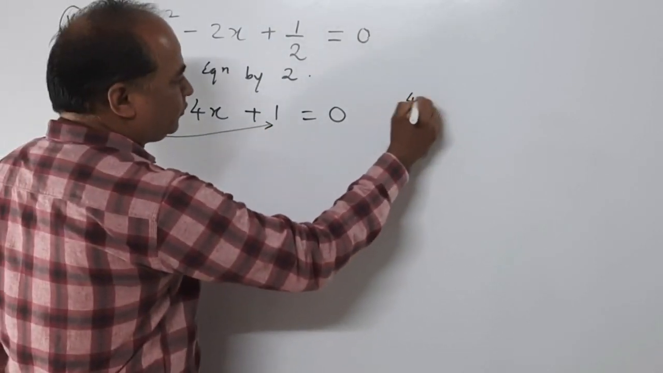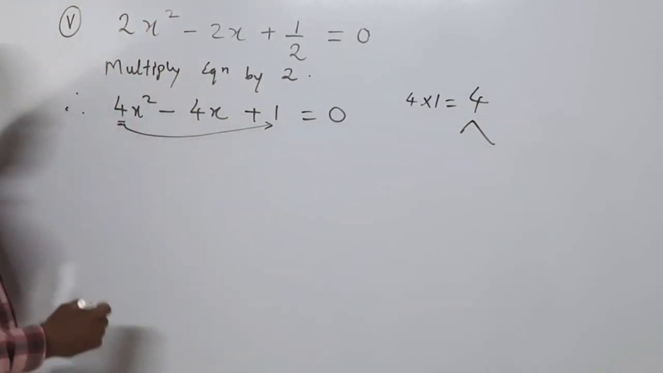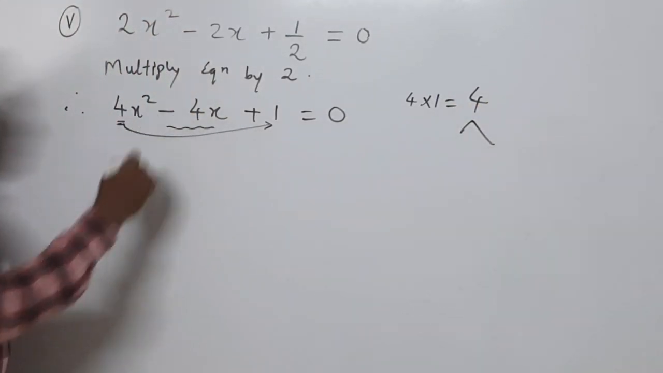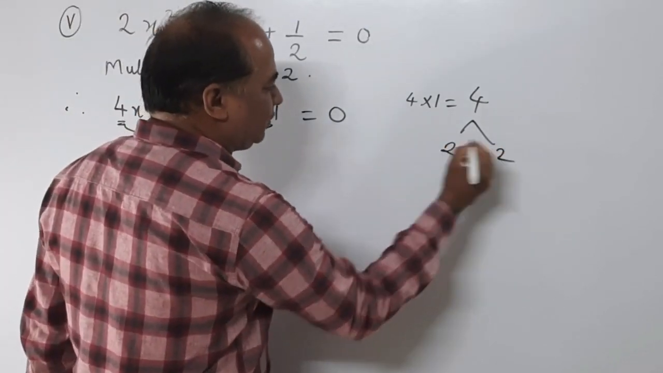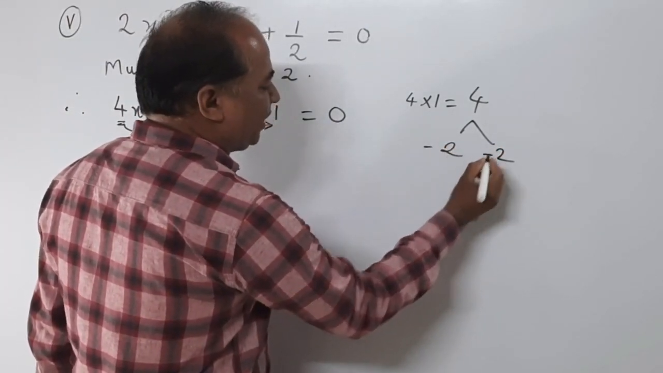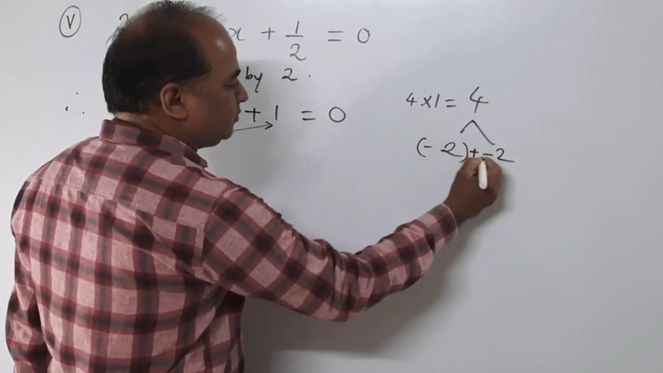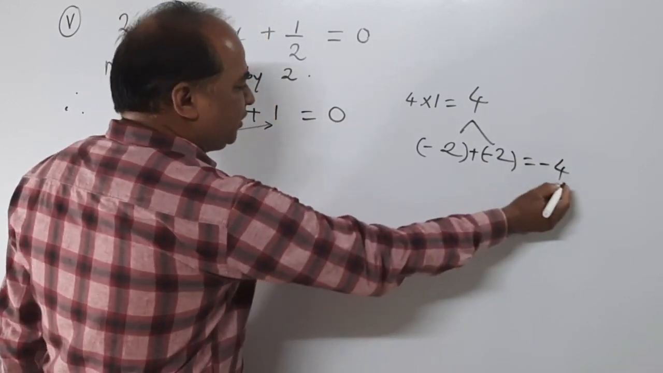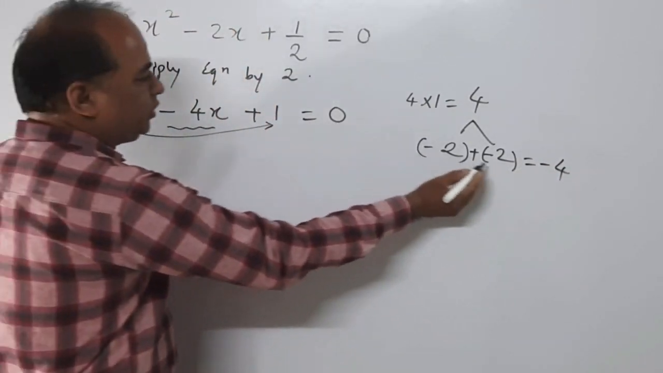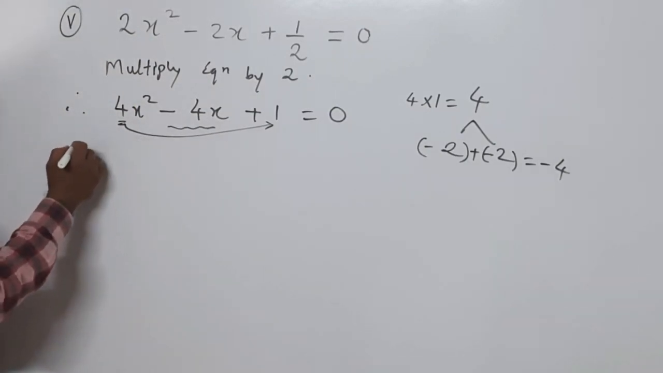Now the factors of 4 multiplied by 1. 4 ones are 4. So factors of 4 such that the middle term should come minus 4x. So here factors are minus 2 and minus 2. Minus 2 plus minus 2 is equal to minus 4, that is the middle term, and minus 2 into minus 2 is equal to 4. So the factors are minus 2 and minus 2.